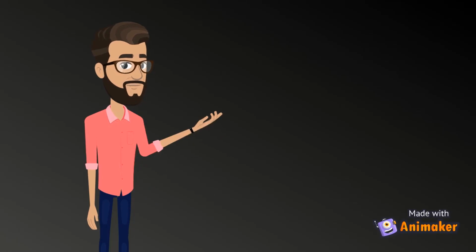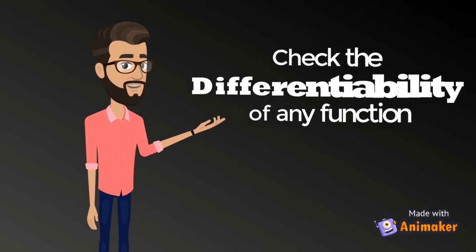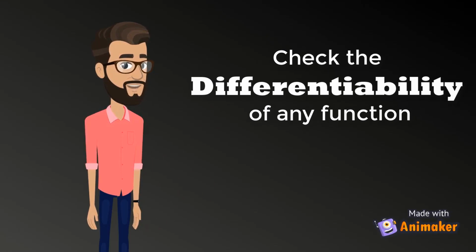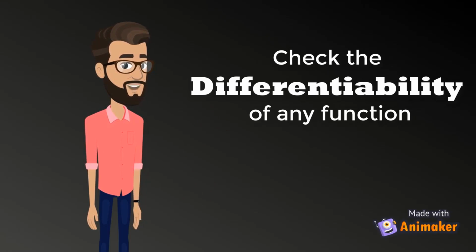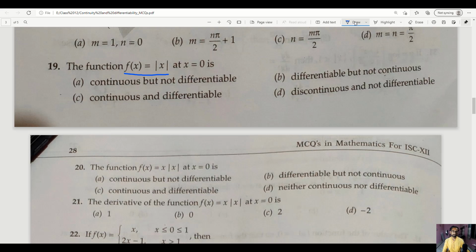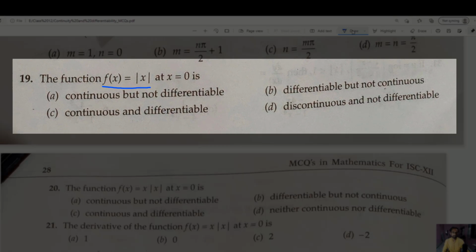The last important type of question from this chapter is to check the differentiability of a function at a particular point, or for the range of x where the function is either differentiable or not differentiable. For example, consider question number 19. It says the function is defined as f(x) equals mod of x at x equals 0. Which of the following 4 options is correct?